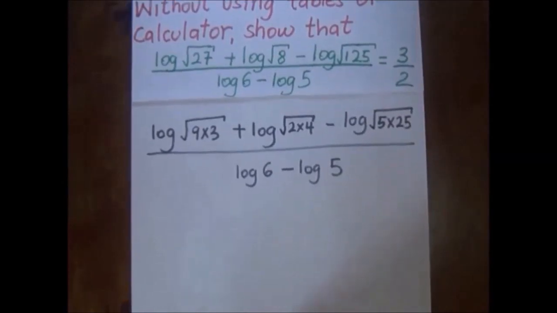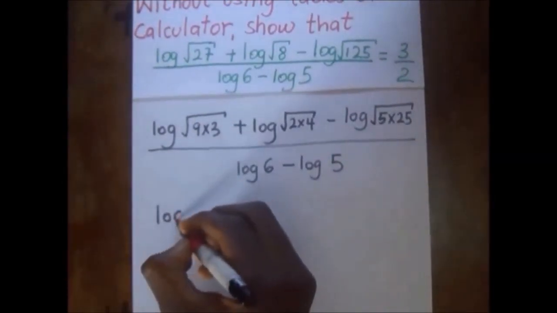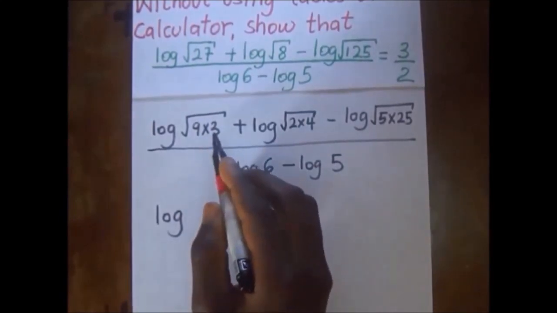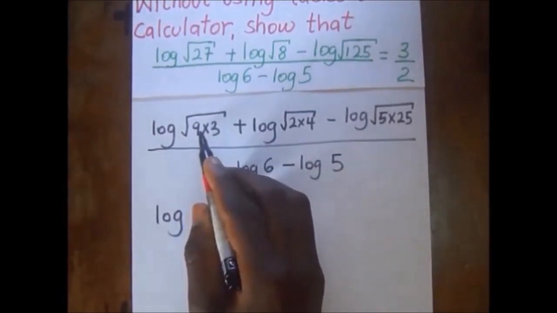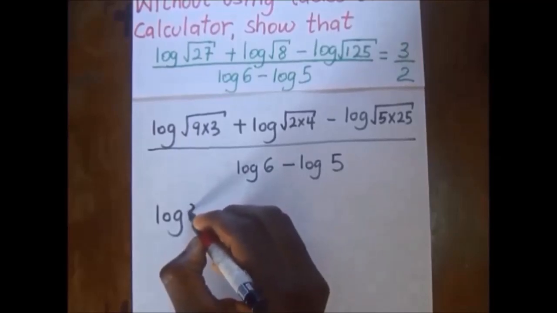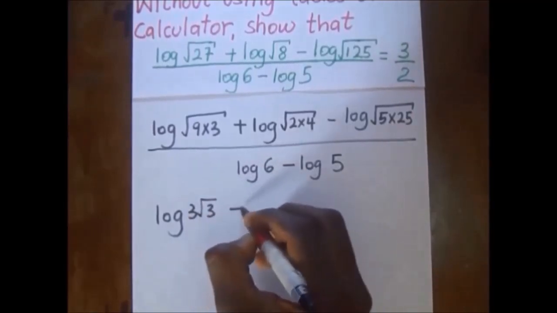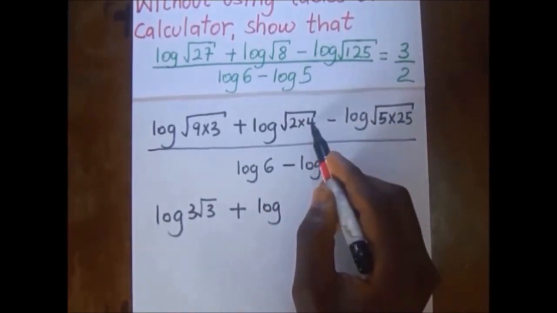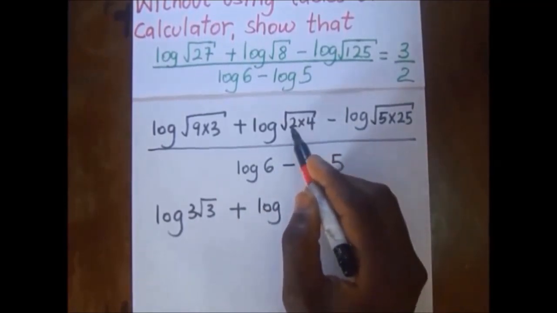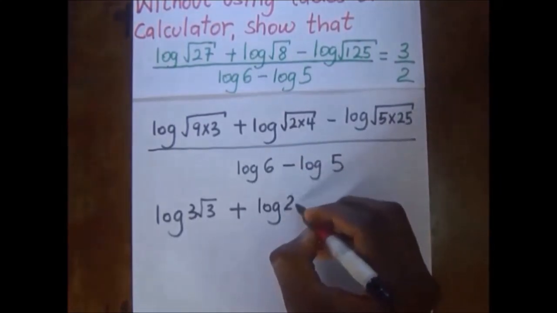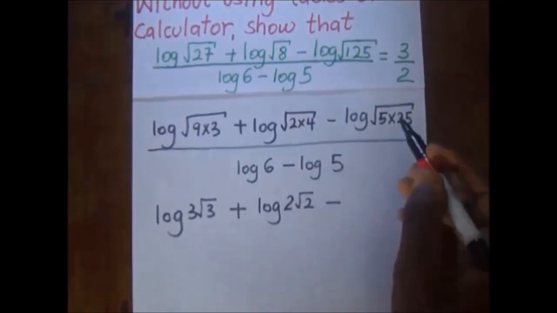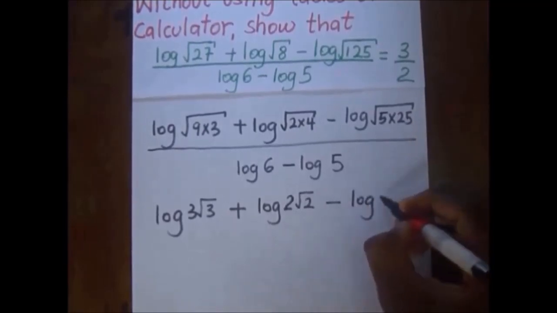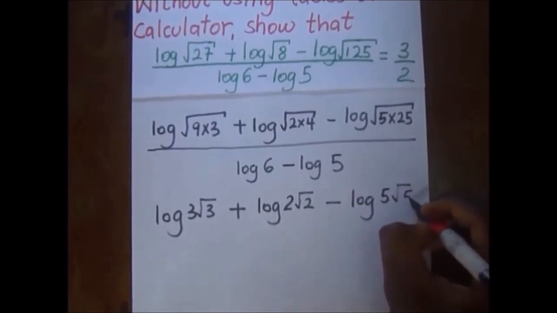So we continue. That's going to become the logarithm of, now the square root of 9 is 3. So it's going to be the logarithm of 3 root 3, plus the logarithm of, now the square root of 4 is 2, so it's 2 times the root of 2. So it's log of 2 times the root of 2, minus, since the square root of 25 is 5, the logarithm of 5 times root 5.